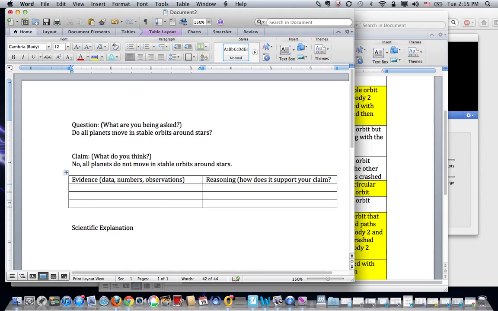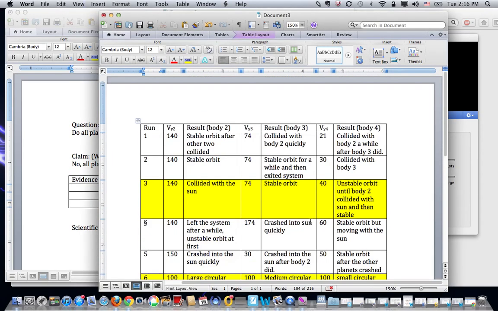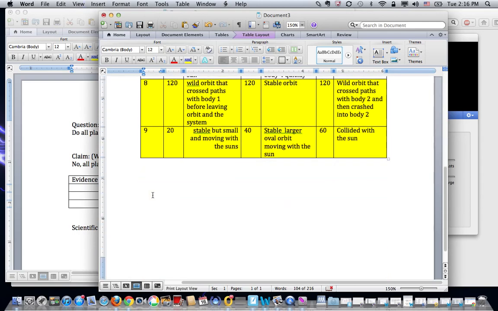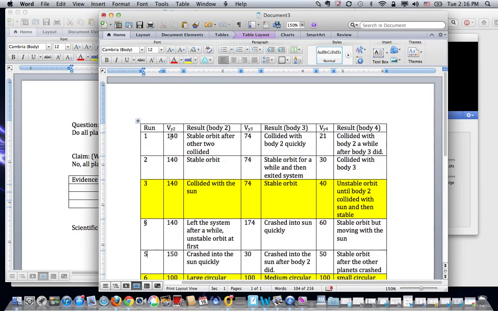That's what I think. I'm going to try to prove that using the evidence from our computer model that we ran, where we were trying the different velocities in the y direction. This is the data that I collected and have been messing around with. You can see there's the run, which is the number of the simulation that was run. We did 9 of them. We put in the VY2, which is for the first planet, or body number 2, and then the result of what happened with that orbit.